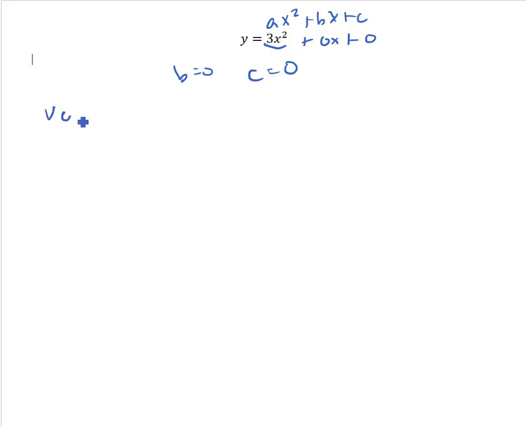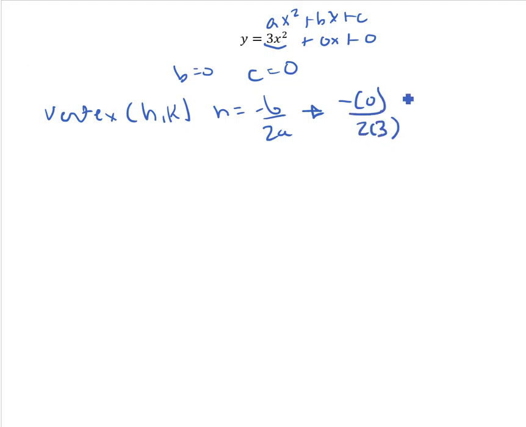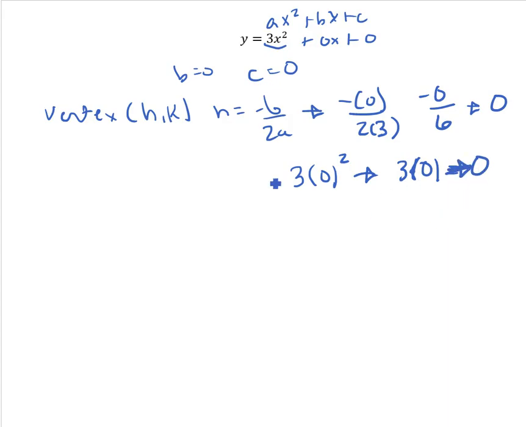So if it comes to finding my vertex, which is the point h and k, and we have h equal to negative b over 2a, well, if I plug in negative 0 here, and 2 times it doesn't matter what the a is, it's going to be negative 0 over 6, which is always going to be 0. And if we plug in 3 times 0 squared, well, 0 squared is just 0, and 3 times 0 is just 0. Okay, so my vertex is at 0, 0. That is true of any single term quadratic that is x squared.